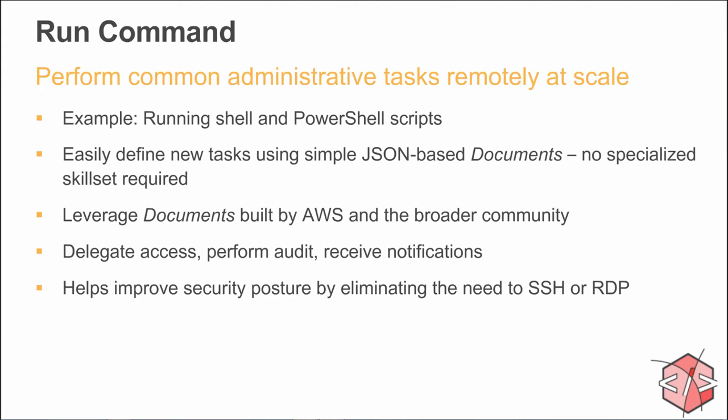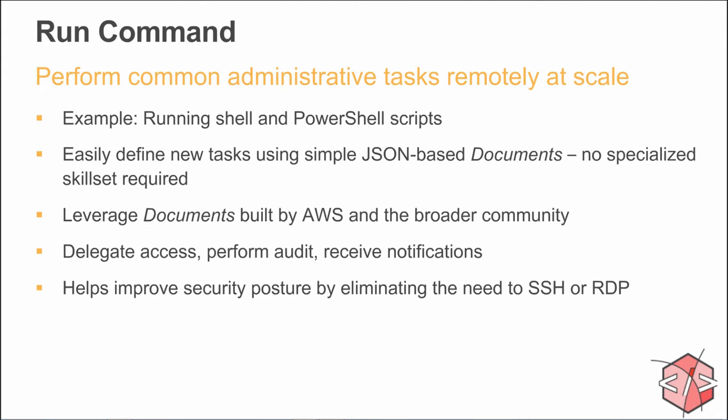So you come in, you define your task in that simple language, if you will, and you can start by leveraging the documents that the EC2 Systems Manager team provides, and those include, for instance, running shell scripts, running PowerShell scripts, or you can leverage the ones that the broader community is building. Or, if none of that works, you can create your own through a simple JSON format. And the idea is that you're able to delegate access, perform audit, and receive notification on all these actions that you perform.